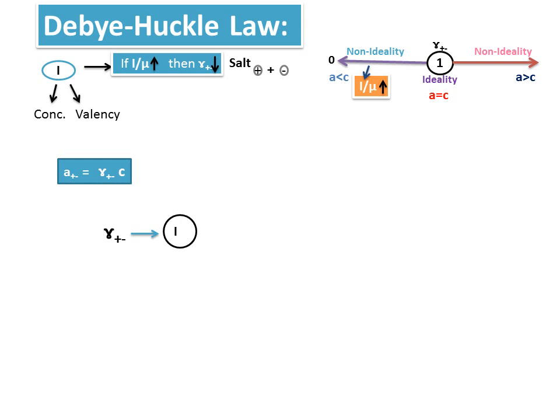Here one thing is notable, that gamma positive negative has a low value. When it has a low value, then through the Debye-Huckel law, being inversely related, the ionic strength of the system will be higher.